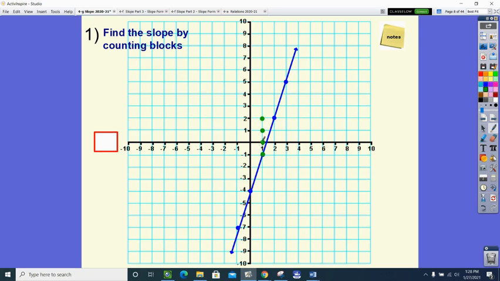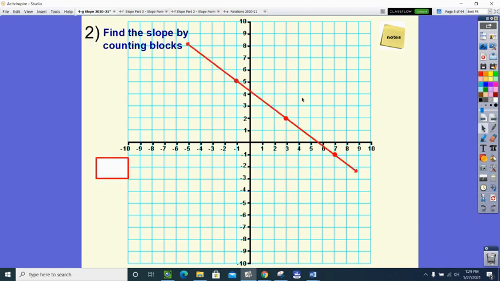I went up 1, 2, 3, not counting the dots, but the movement. So now I'm sitting sort of in that last dot. Let me just put it back to the way it was. I'm sitting right up here. I went up 1, 2, 3. Now I have to run over 1. So my rise was 3 and my run was 1. And I get a 3 over 1 slope. That's how easy slope is when you have a graph.